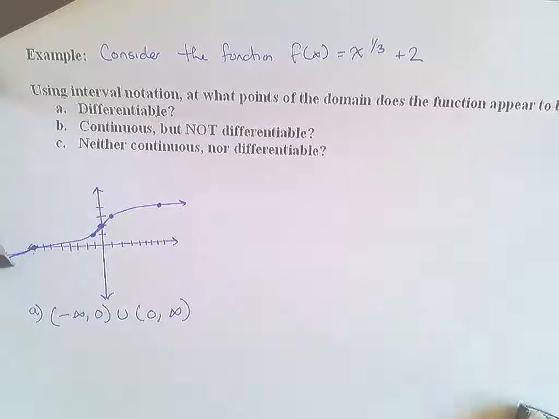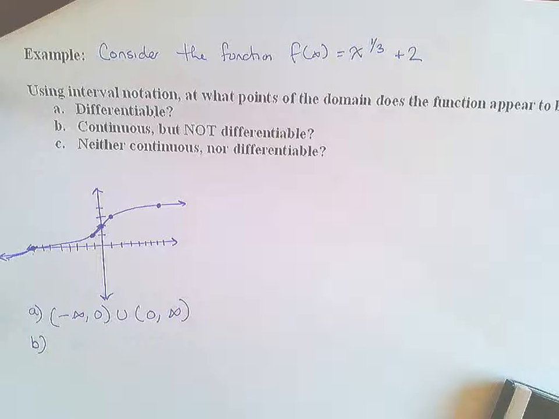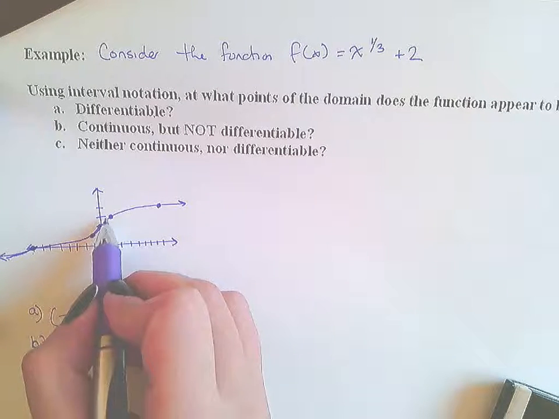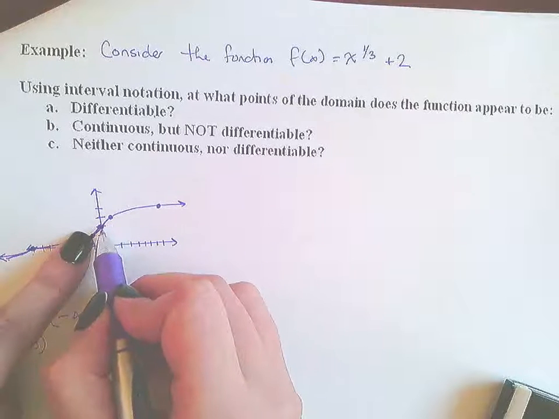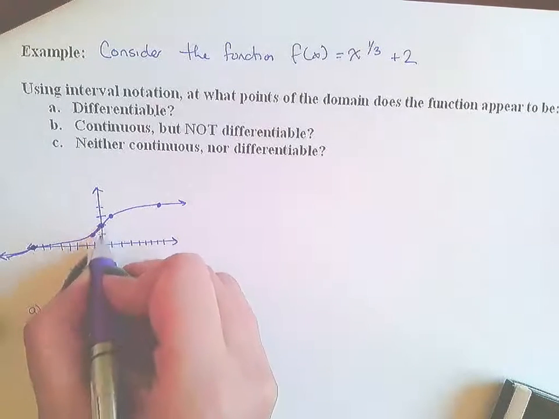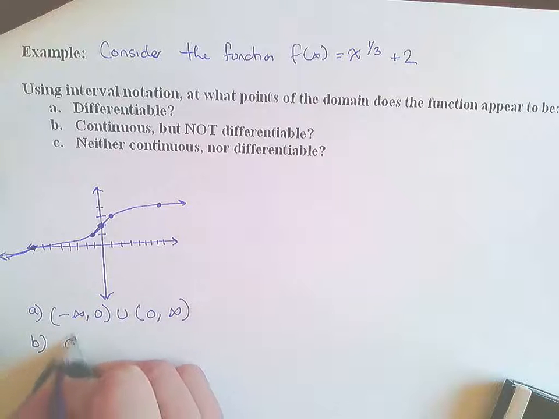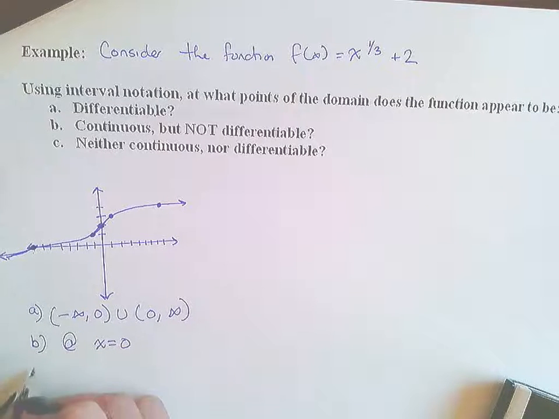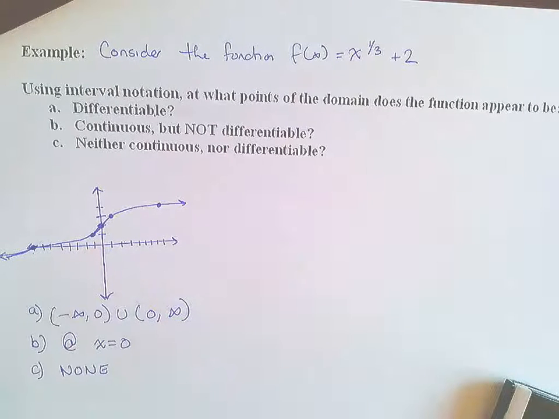Where is the graph continuous but not differentiable? So it is still continuous based on the definition of continuity. It still approaches 2 from the left and right. So the limits there, f of 0 is 2, so it is continuous, but not differentiable at x equals 0. And then C, where is it neither continuous nor differentiable? None. I mean, okay, it's not differentiable here, but it is continuous here.